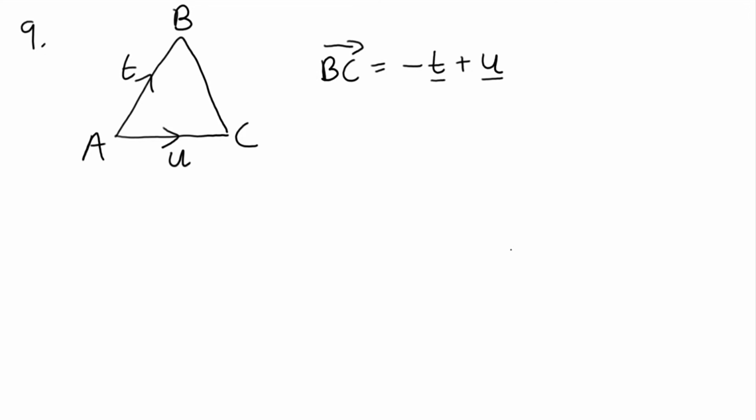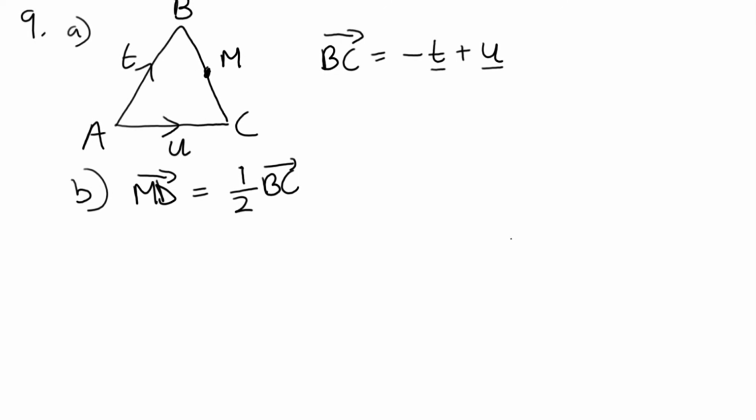That was for 9a. 9b. M's the midpoint of BC. So it's asking us to express MD in terms of t, u and v. MD is a half BC plus CA plus AD. We already know BC is minus t plus u, so it's just a half of that. So minus a half t plus a half u. Just multiply your half through both of them or take it out as a common factor.